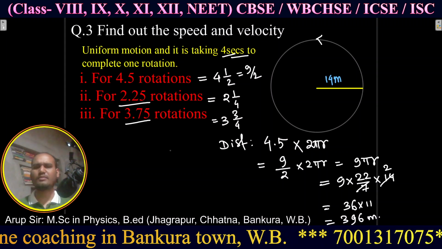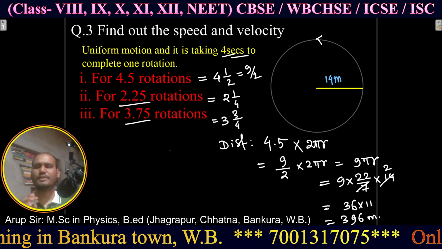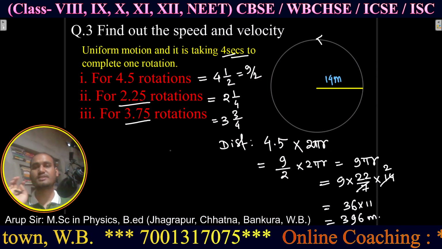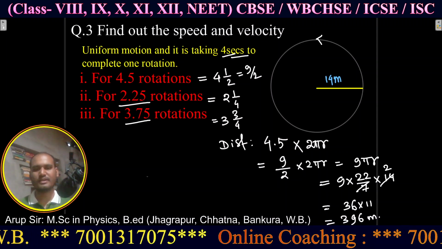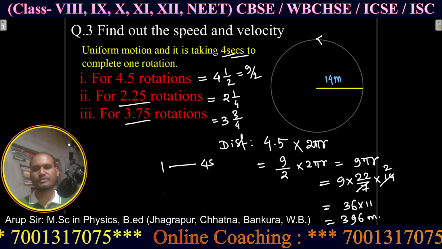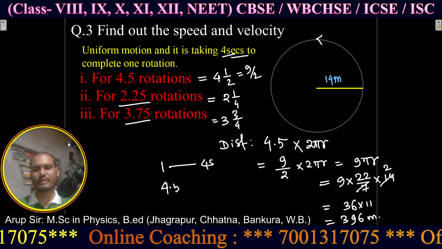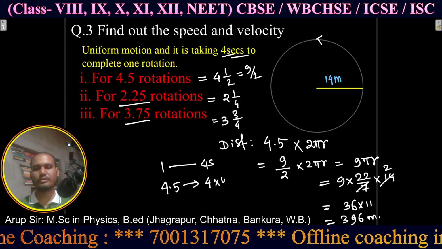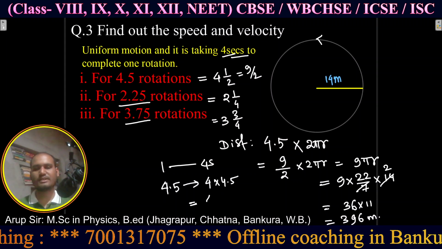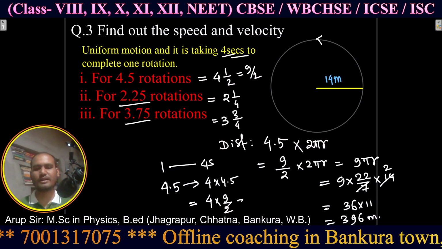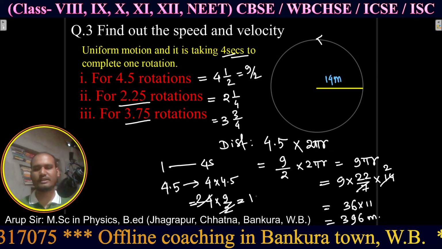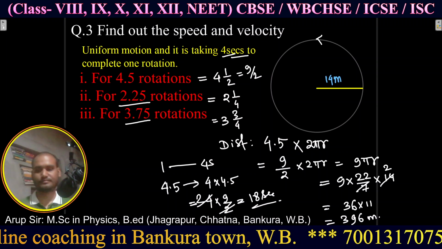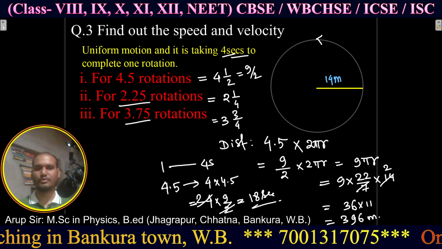And how much time will it take? For one rotation it is 4 seconds, so for 4 complete rotations it is 4 into 4, 16 seconds. One rotation takes 4 seconds, so 4.5 rotations will take how much? By the unitary method, 4 into 4.5 means 9 by 2, so this will take 18 seconds. So 18 seconds is the time taken for performing these 4.5 rotations.